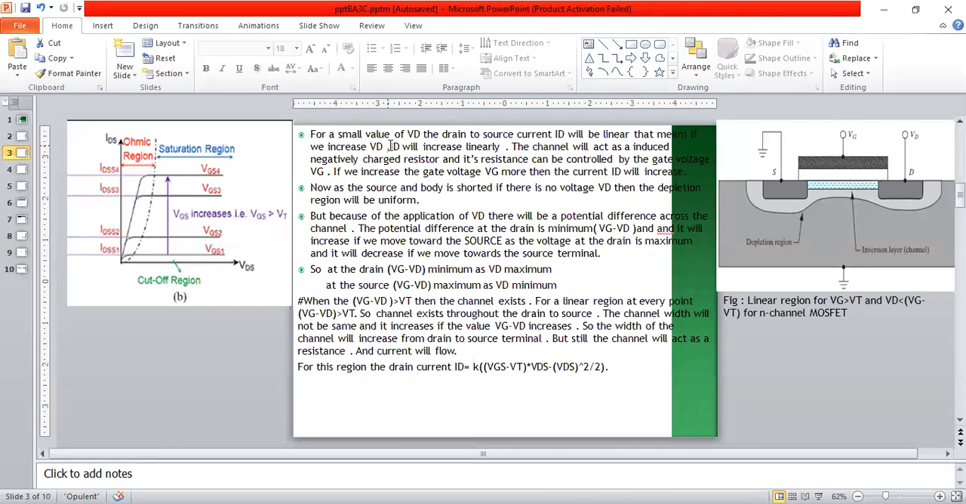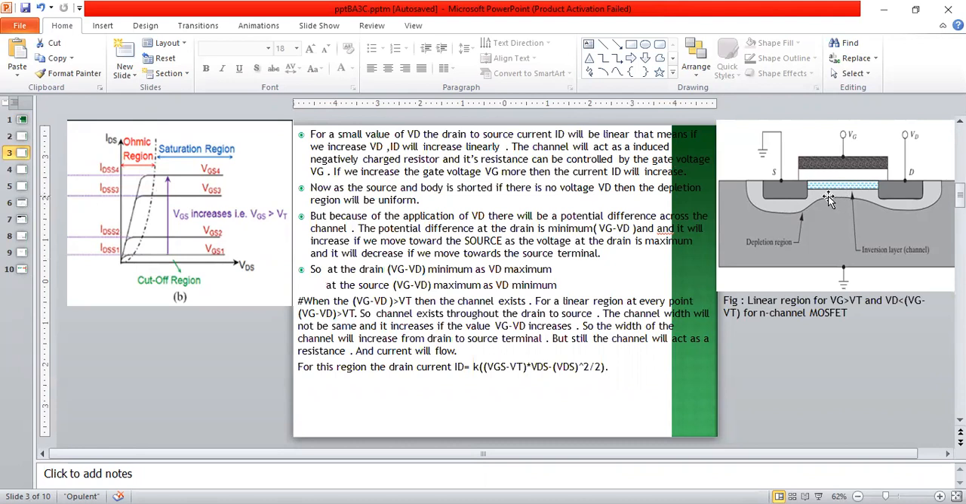Now, for a small value of Vd, the drain to source current Id will increase linearly. That means if we increase Vd, Id will increase linearly. The channel will act as an induced negatively charged resistor, and its resistance can be controlled by the gate voltage Vg. So this is the region where Id increases linearly. For this small value of VDS, if we increase the value of VDS, then IDS will also increase linearly. So this is called the linear region or ohmic region.